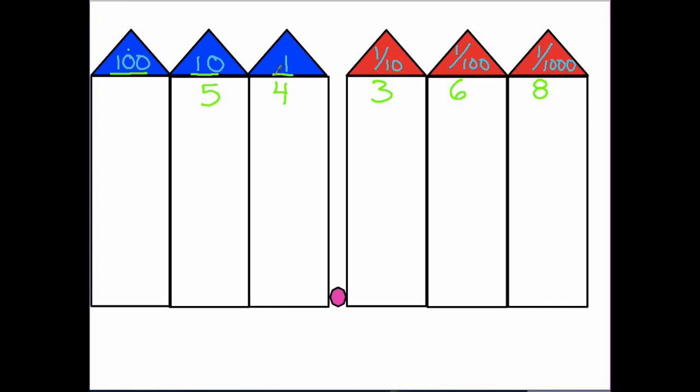Raise your hand if you can read that number to me. We shouldn't have our hands on anything at all right now, because if our hands are on something, that means we're probably looking at it, and we're not paying attention. 54 and 36 hundredths and 8 thousandths.